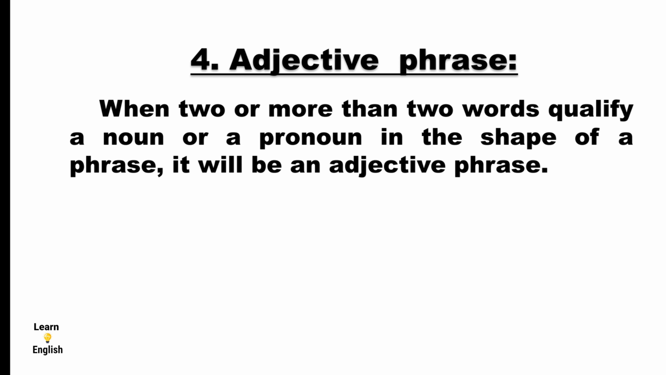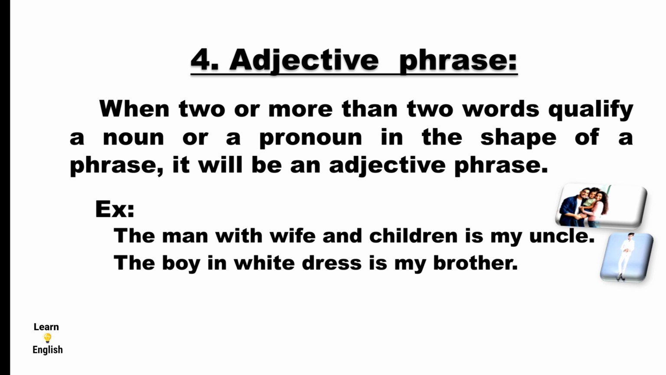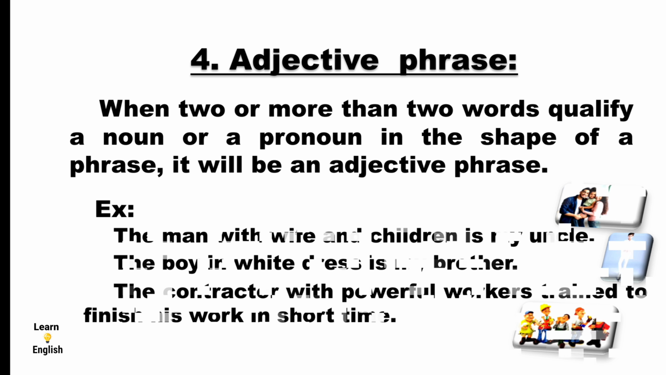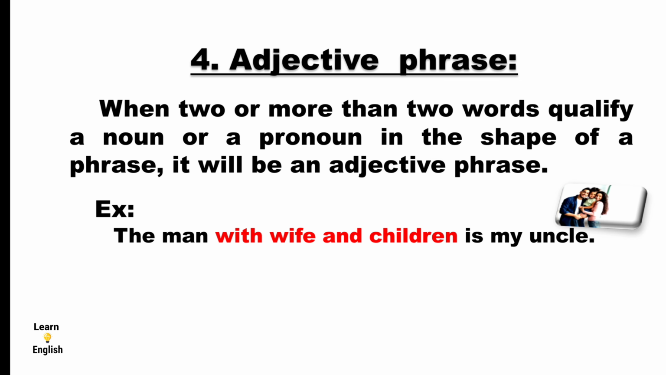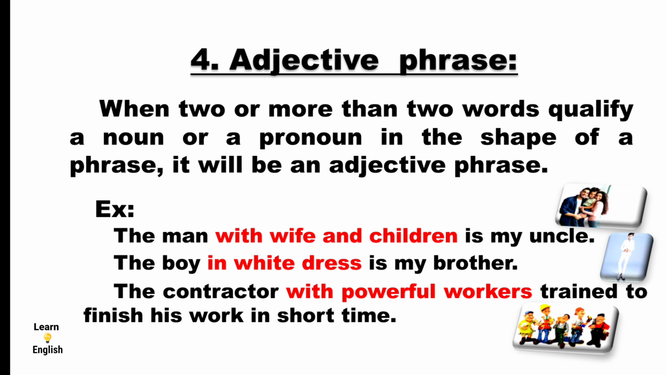Adjective phrase. When two or more words qualify a noun or a pronoun in the shape of a phrase, it will be an adjective phrase. Look at these sentences. The man with his wife and children is my uncle. The boy in white dress is my brother. The contractor with powerful workers tried to finish his work in short time. In the above sentences, with wife and children, in white dress, and with powerful workers are the adjective phrases. These words stress upon the main words.